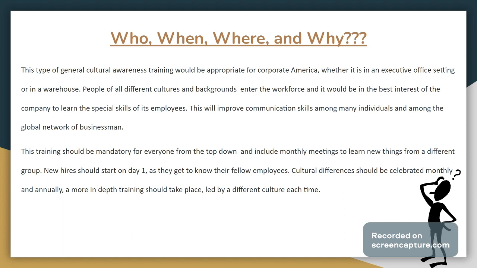This training should be mandatory for everyone from the top down and include monthly meetings to learn new things from a different group. New hires should start on day one as they get to know their fellow employees. Cultural differences should be celebrated monthly and annually, and more in-depth training should take place, led by a person of a different culture each time.